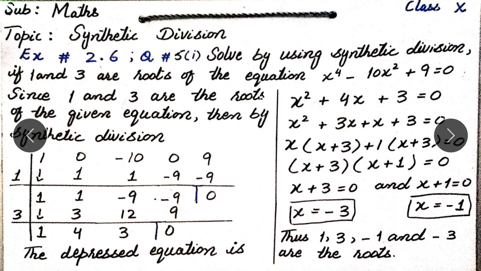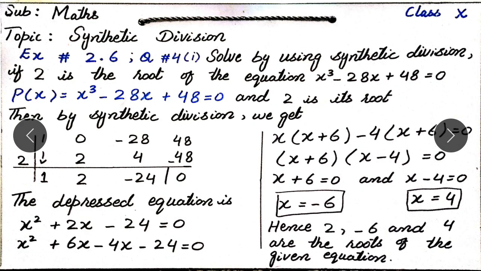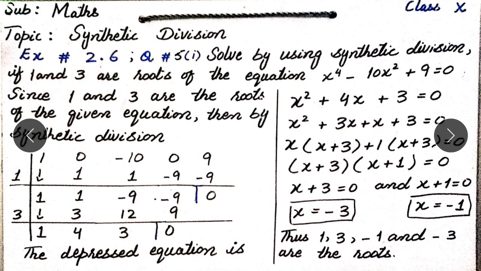Okay, question number 5, the first part is solve by using synthetic division if 1 and 3 are the roots of the equation. Here we are again supposed to use synthetic division, but what's the difference between question number 4 and question number 5? Here one of the roots was given and here we are given two of the roots. Means this polynomial should be divided 2 times. So 2 factors are given, as the polynomial is raised to the power 4, so here we will be having 4 answers of x. 2 answers are given and the next 2 we are supposed to find.